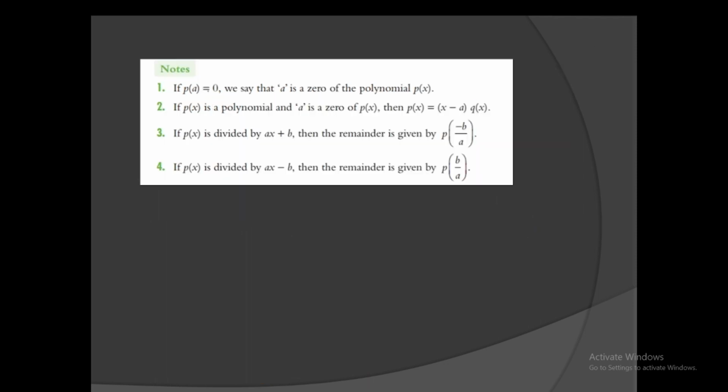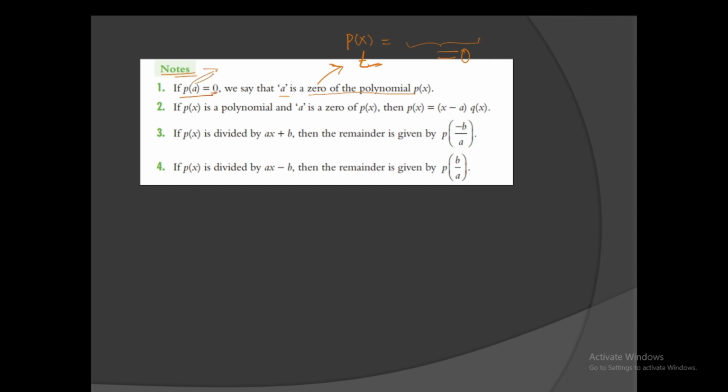So moving on next. These are the few important things that we need to have in mind so that we can solve the question easily. It says if p of a equal to 0, we say that a is a 0 of the polynomial. What is 0 of polynomial? 0 of polynomial is that value, basically, say p of x is some algebraic expression. If we put the value a in it, and the algebraic expression turns to 0, we say that a is a 0 of the polynomial. So if p of a equal to 0, we say that a is a 0 of the polynomial.